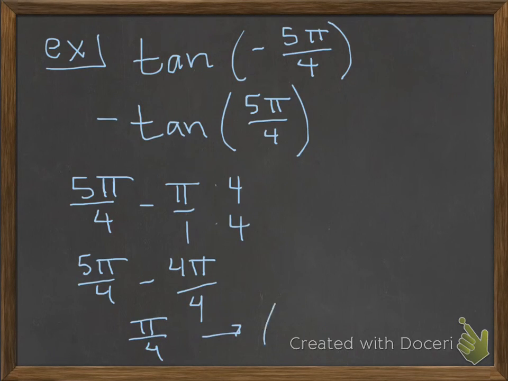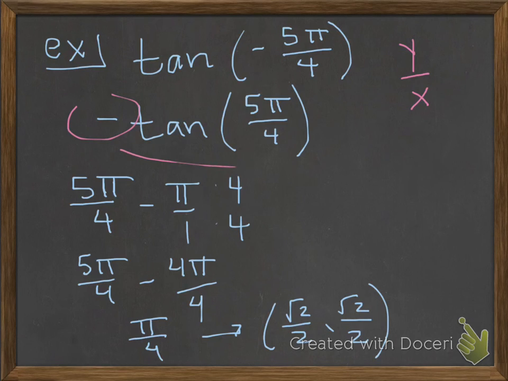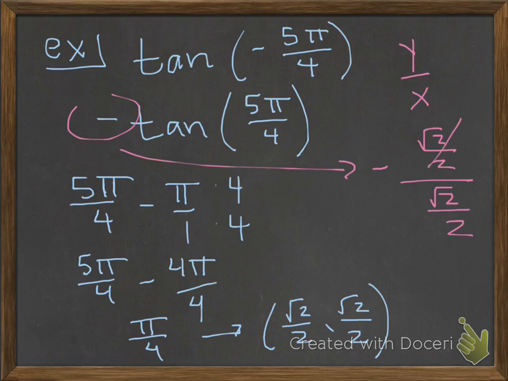And again, the coordinate from that is root 2 over 2, root 2 over 2. And tangent is y over x. So I'm going to take the y value divided by the x value. However, there's still a negative out front. So I have negative root 2 over 2 divided by root 2 over 2. And since I have exactly the same thing top and bottom, you don't necessarily have to multiply by the reciprocal. I just know they're both going to cancel. And negative 1 would be my final answer.